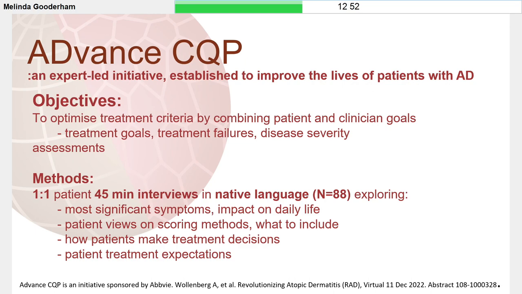Patients were asked, what are their most significant symptoms? What is the impact on their daily life? What do they think about the PROs, or the scoring methods, that they're asked? What do they think about the scoring methods that their doctor uses, like the EASI and the SCORAD? What should we include in the patient-reported outcomes? Are the ones we already have good enough, or should we be developing new ones?